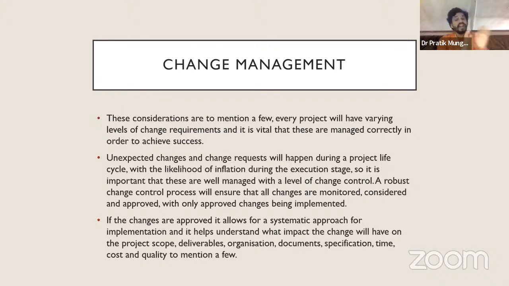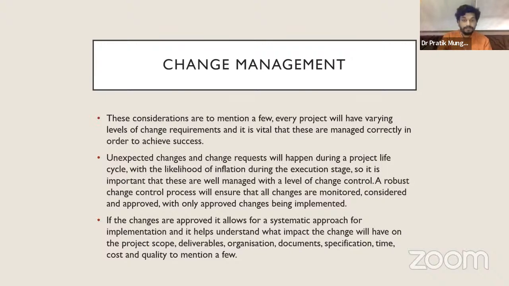Every project will have varying levels of change requirements, and it is vital that these are managed correctly in order to achieve success. Unexpected changes and change requests will happen during a project life cycle. So with the likelihood of inflation during the execution stage, it is important that these are well managed with a level of change control. A robust change control process will ensure that all changes are monitored, considered, and approved, with only approved changes being implemented. So if the changes are approved, it allows for a systematic approach for implementation, and it helps understand what impact the change will have on the project scope, deliverables, organizations, documents, specifications, time, cost, quality, to mention a few.